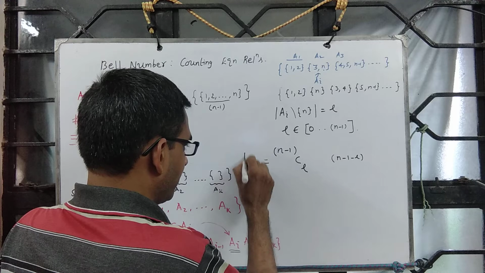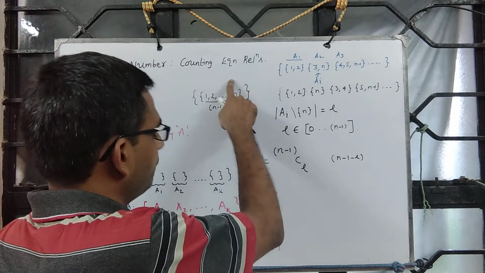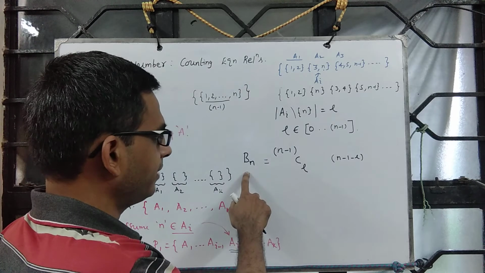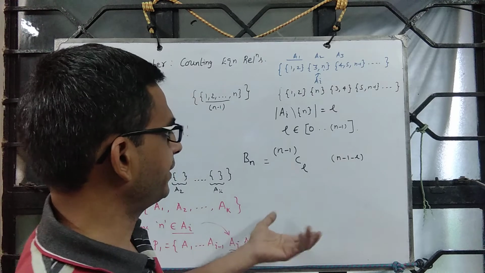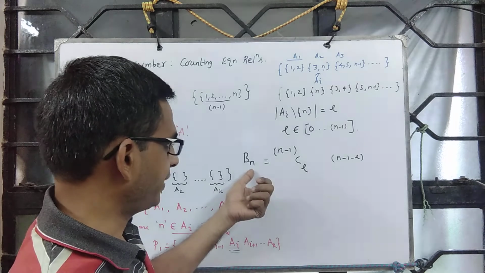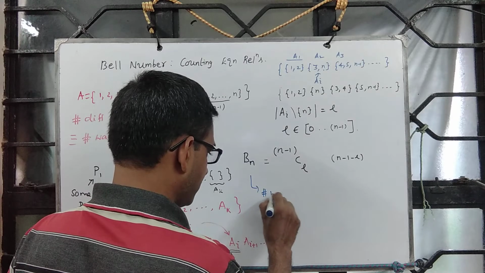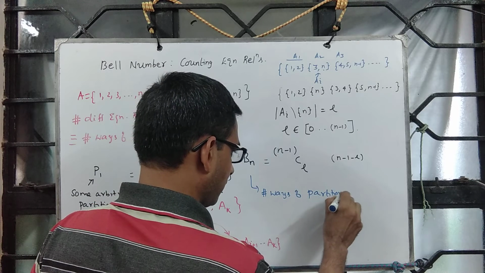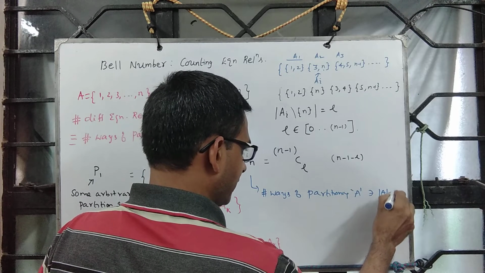Let me represent the number of different equivalence relations using this notation Bn. It's a Bell number. So what it says is the number of ways of partitioning the set containing n elements. How are we counting this? So this represents the number of ways of partitioning the set A such that the cardinality of A is n.